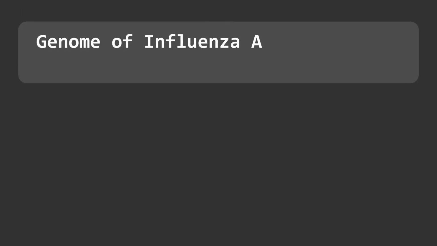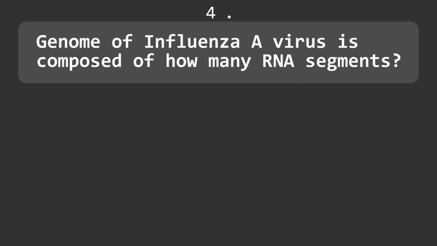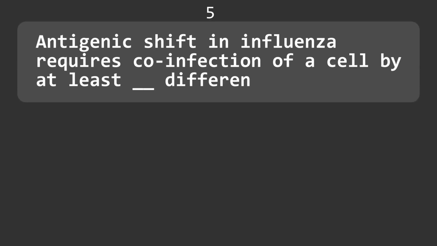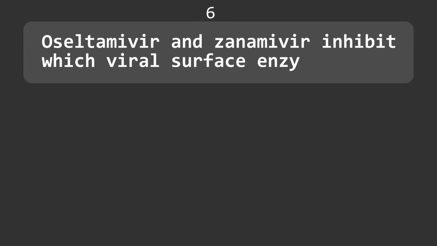Genome of influenza A virus is composed of how many RNA segments? Antigenic shift in influenza requires co-infection of a cell by at least 2 different strains. Oseltamivir and zanamivir inhibit which viral surface enzyme?